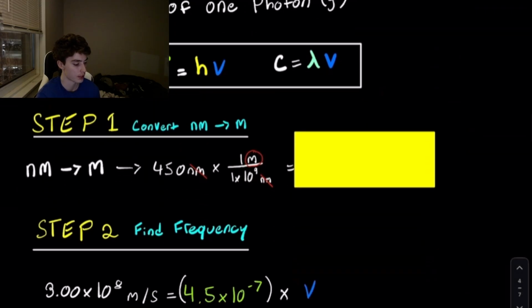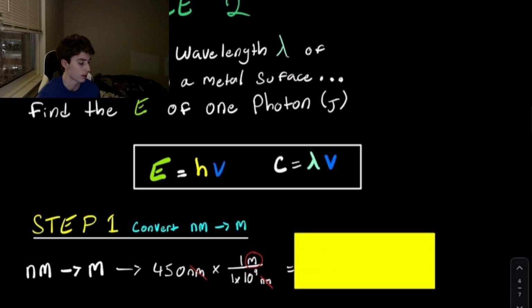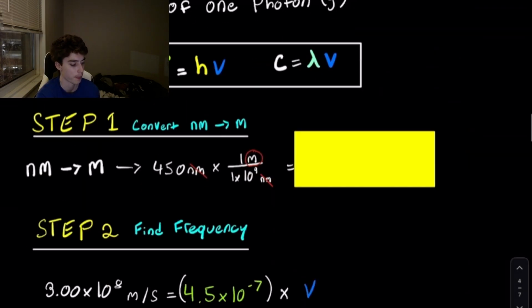Because this is in meters, we want to convert this to meters. I didn't even read the question, I'm sorry. Light with a wavelength of 450 nanometers shines on a metal surface. Find the energy of one photon. Because the wavelength is in nanometers, we want to convert it to meters to find the frequency, and that's going to help us find the energy.